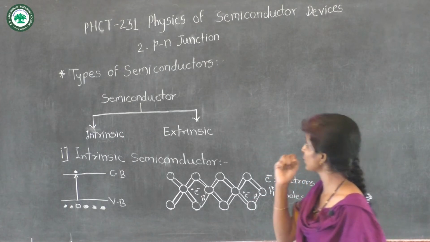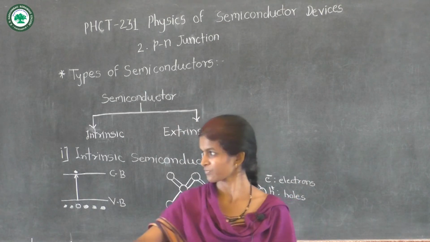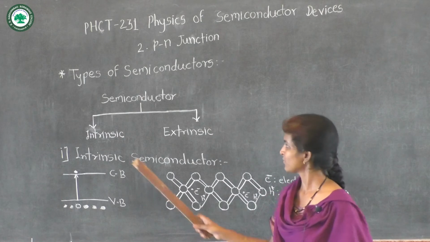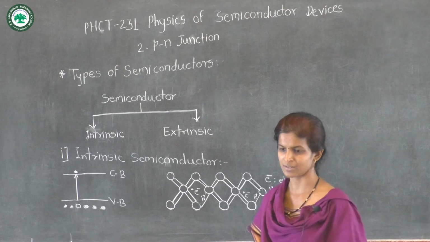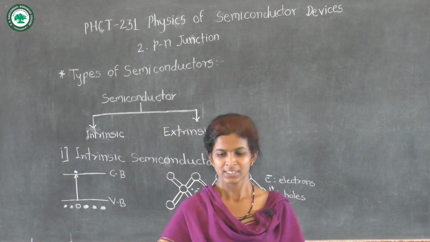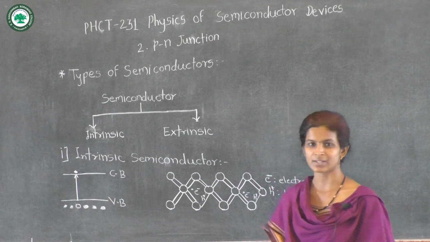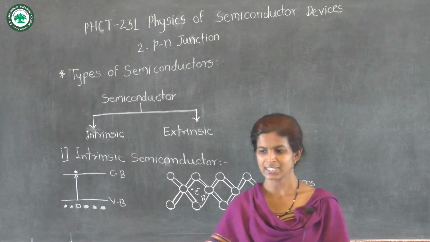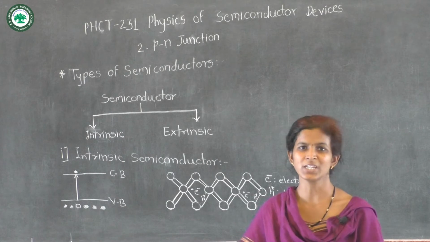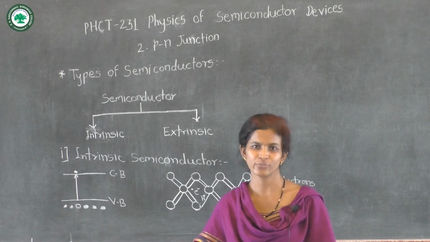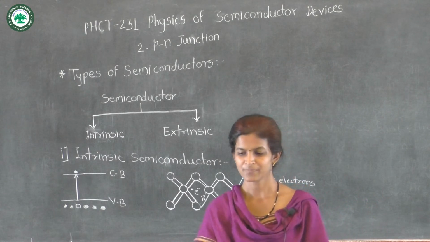The first point of this module is types of semiconductors, in which there are two types. First is intrinsic semiconductor and second one is extrinsic semiconductor. So we will see these types one by one. First is intrinsic semiconductor. When the material is a perfect semiconductor, or there are no impurities or lattice defects within the material, then this material is called intrinsic semiconductor.